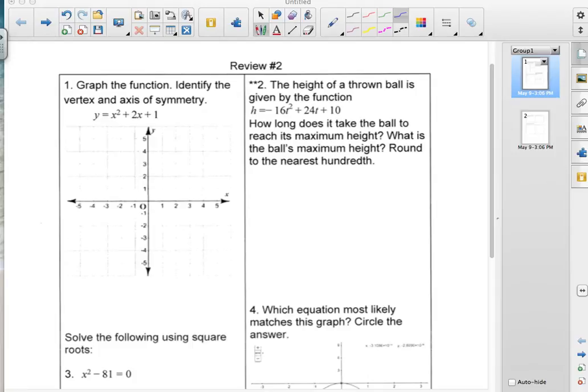Okay, this is our second review for our final exam. This is the chapter dealing with quadratics, or parabolas. The first question says, graph the function, identify the vertex and axis of symmetry.